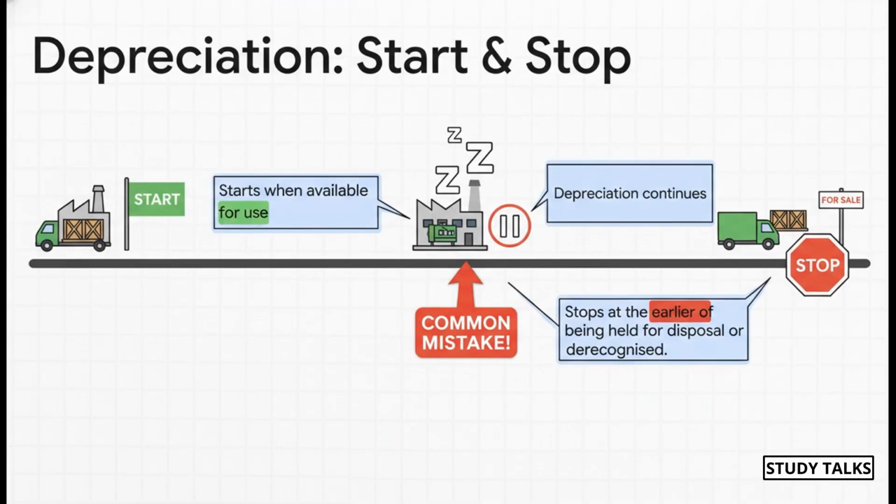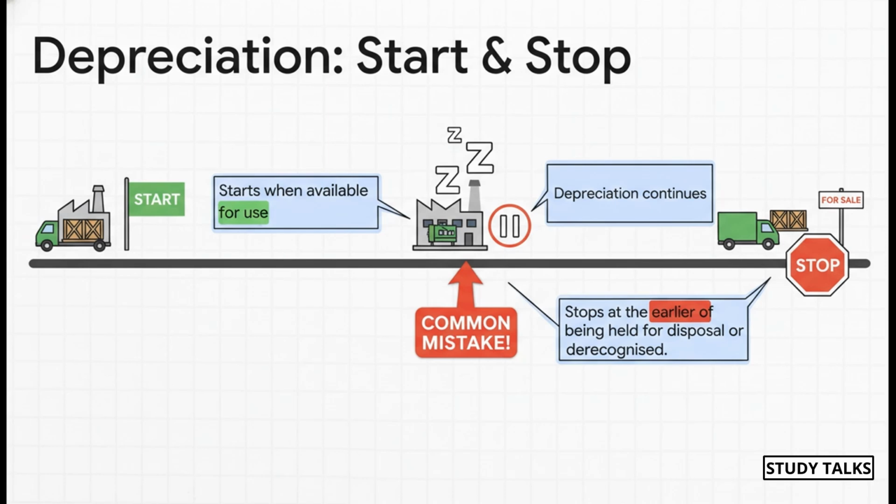Okay, let's talk about the start and stop dates for depreciation, because this is a favorite for MCQs. You start depreciating an asset when it is available for use. This is a crucial phrase. It doesn't mean when you start using it. It means when it's in the location and condition necessary for it to be capable of operating in the way management intended. So if a machine is delivered and installed on June 1st, but you don't turn it on until July 1st, depreciation starts in June.